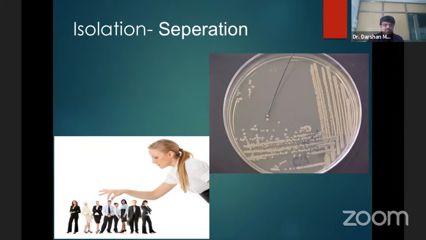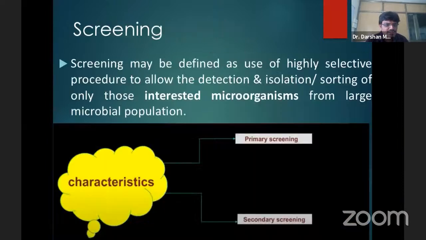Yes, separation, selection. You are able to see the image, right? If I ask a question like, those who are wearing a red color shirt, come to the side, that is known as what? Isolation from a mass, right? So that particular phenomenon is known as isolation. You are aware of all the techniques. I'm not going to discuss that, the four-flame method, spread plate, streak plate and all those things, right?